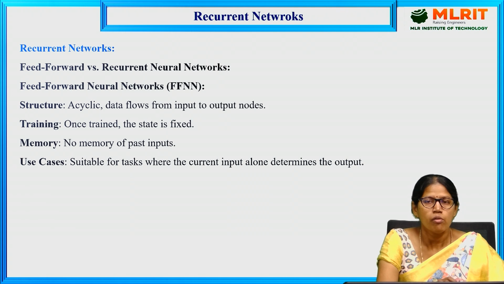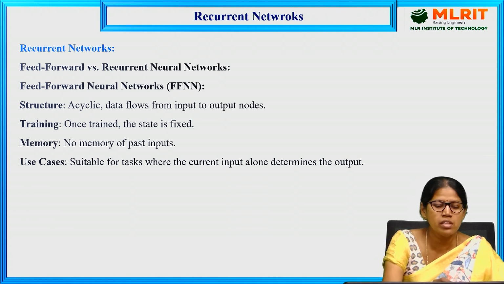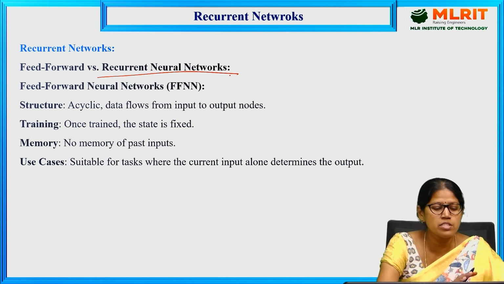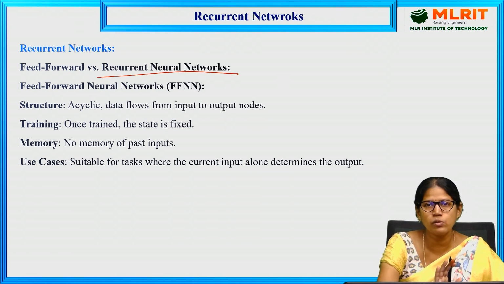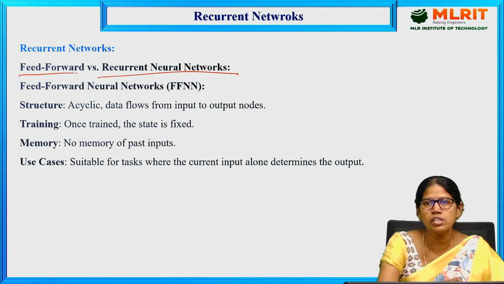So we have already seen the feed forward networks. Now we come to the recurrent networks. What is the difference between feed forward and recurrent networks? Why do we use the recurrent networks? Already we have the feed forward network. For example, if we want to know stock market details or weather forecasting, we can't use the feed forward network. Why can't we use it?